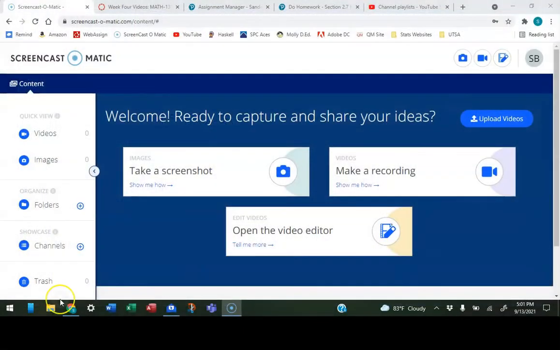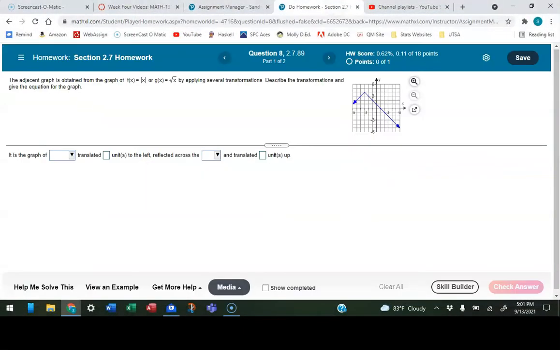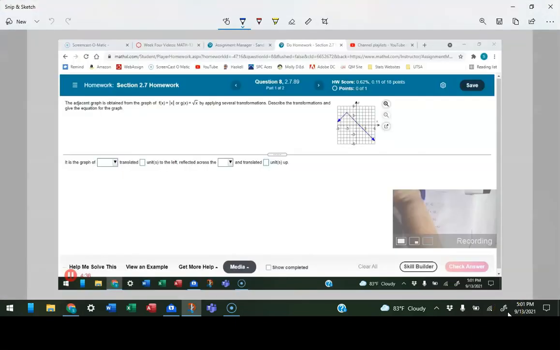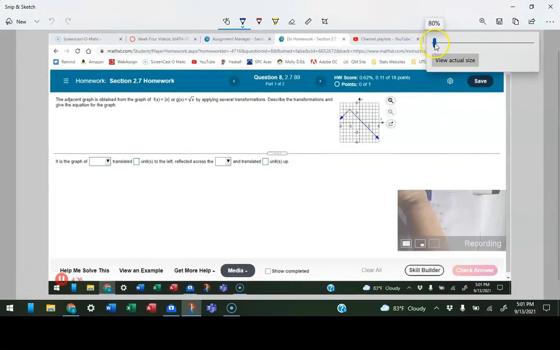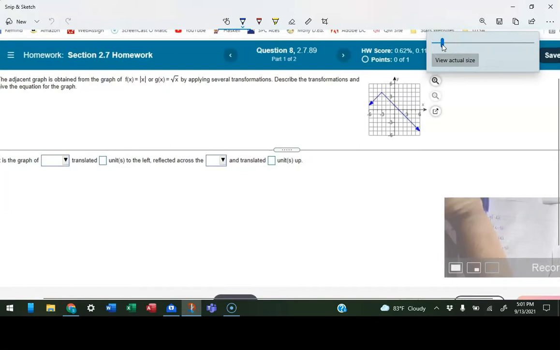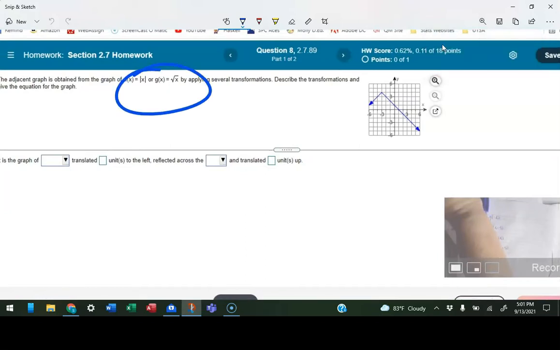Now, hang on, I've got to learn how to do this. We're going to go this direction. Look at me go. Okay, so what is my parent function and what happens? It says, tell me if this is the absolute value of x, or the square root of x. If this is the absolute value, it's going to look like a V. If it is the square root of x, it's going to look like this. And it's not that. So this is an upside down V. Now I've got to figure out how I generated that.